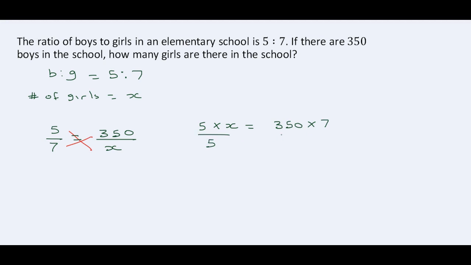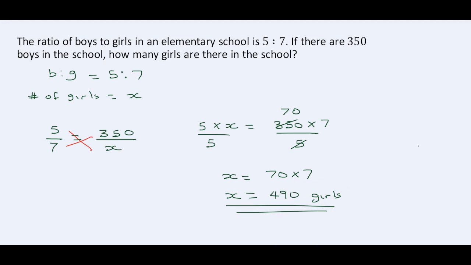We divide both sides by 5, and we have 350 divided by 5, we have 70. So x is equal to 70 multiplied by 7, which is 490. So what this means to us is that we have 490 girls in the school.